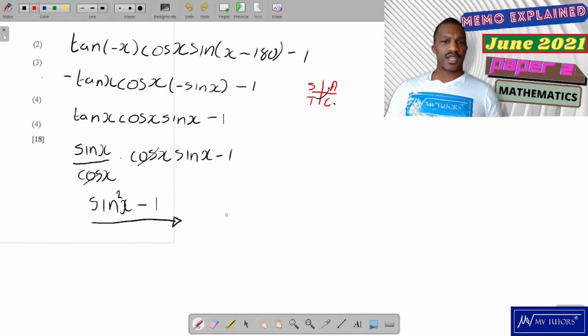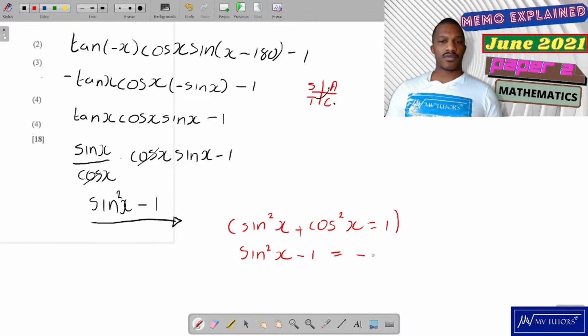You know that actually sine x squared plus cos x squared is equal to 1, right? And then what happens if I say sine x squared, and I bring the 1 to the other side, becomes minus 1? It means I need to take the cos to the other side, which is equal to cos squared x.